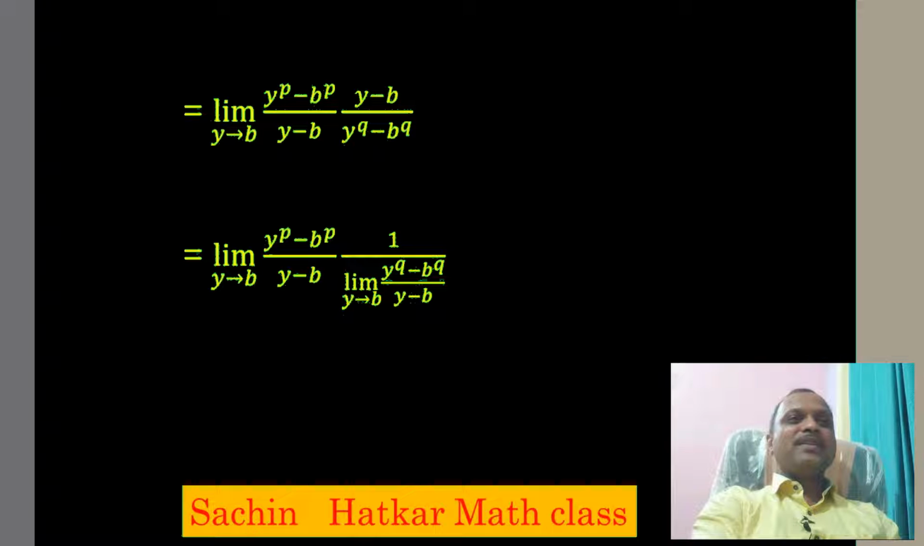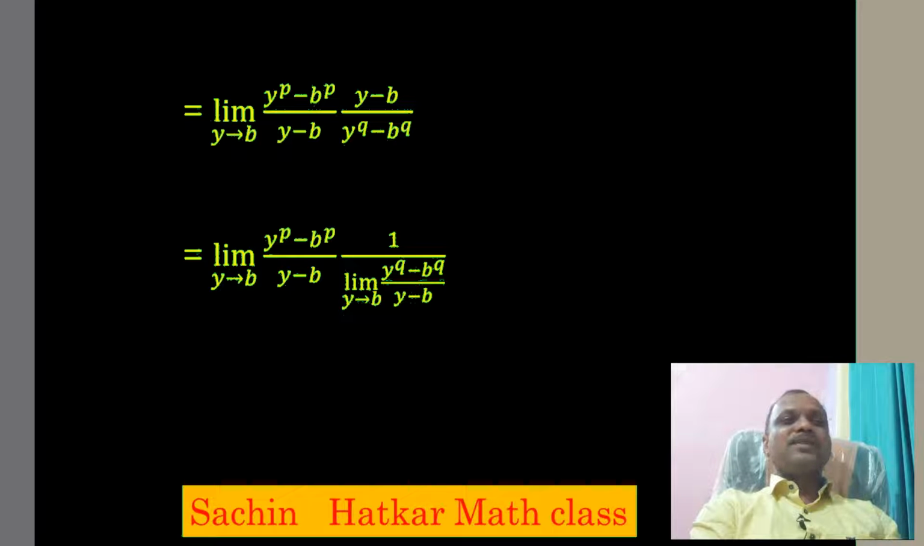So when we divide this by y minus b, numerator and denominator, we get the first case, that is (y^p minus b^p) divided by (y minus b), and the second part, y minus b into (y^q minus b^q), we write it as 1 divided by (y^q minus b^q) divided by (y minus b). So we get the two limits. It will be converted into two limits, and we can apply the first case.